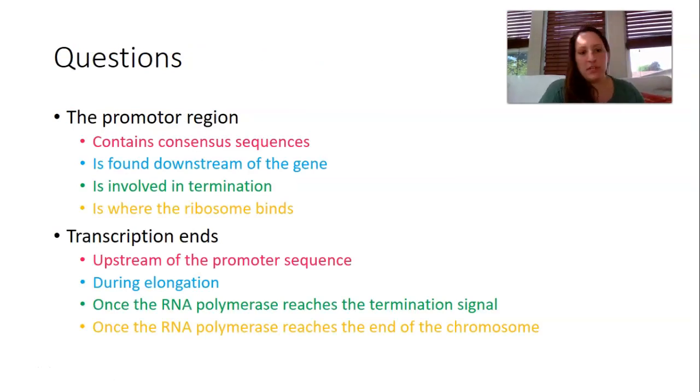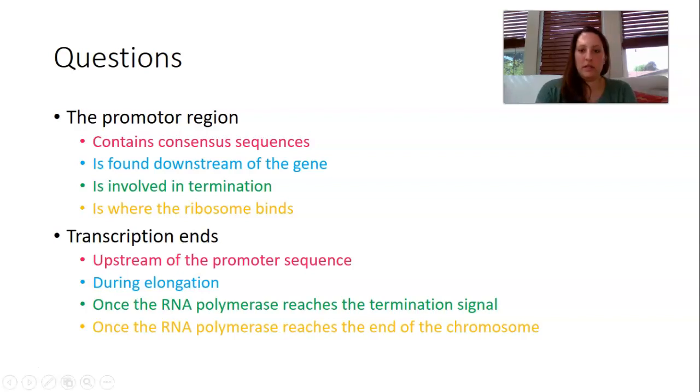So the promoter region, what is it? Does it contain consensus sequences? Is it found downstream of the gene? Is it involved in termination? Or is it where ribosomes bind? I'll give you a second to think about that. And so hopefully you answered the promoter region contains consensus sequences.